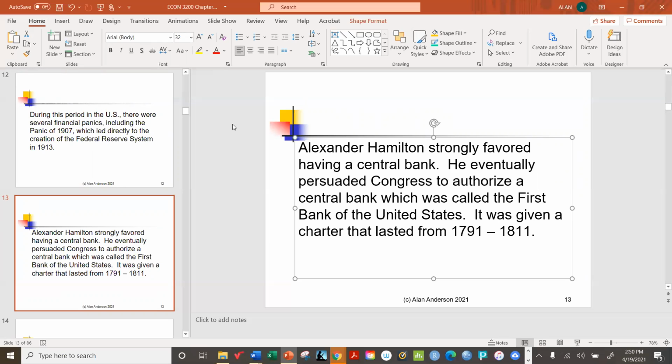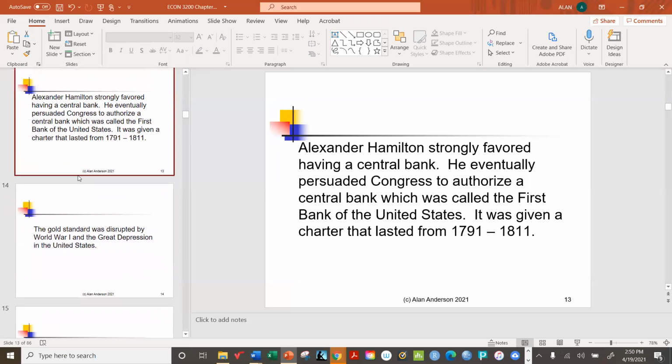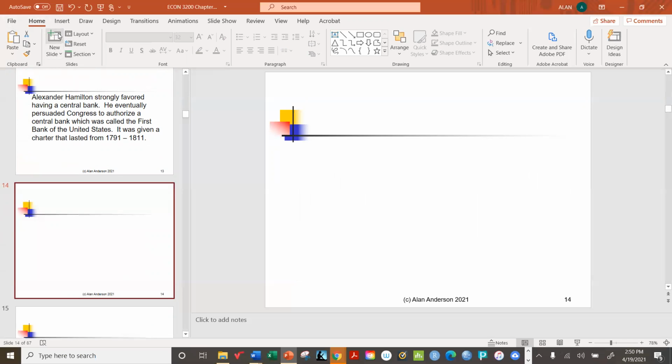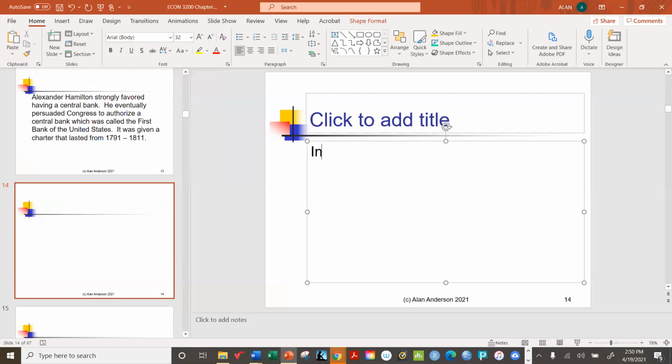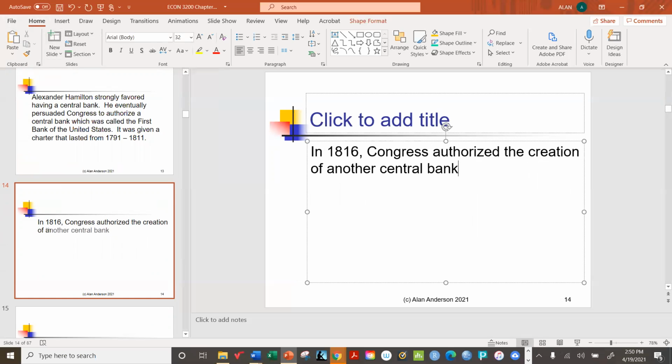And after the 20 years were up, Hamilton had already died by then, and for whatever reason, Congress decided not to renew the charter. Well, it was, let's just say, awkward for this bank to suddenly disappear. So a few years later, in 1816, Congress authorized the creation of another central bank, which was called, you could probably guess, the Second Bank of the United States.